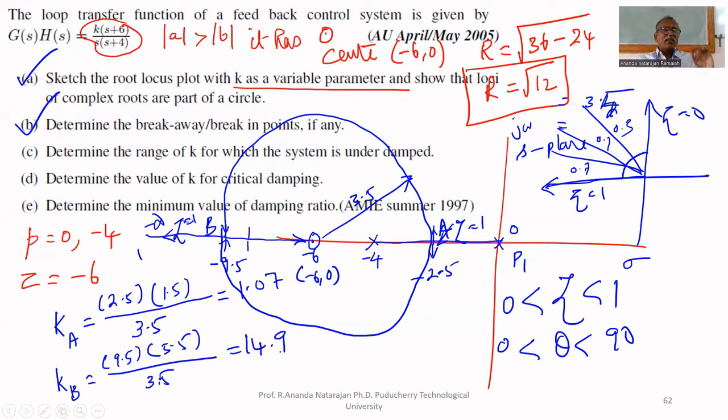When K equals 14.9, it is critically damped. If K is less than 14.9, it is underdamped. When K equals 1.07, it comes here. If you slightly increase it, it comes out here. If you increase further, when it becomes 14.9 again, it becomes critically damped. Therefore, when K is between 1.07 and 14.9, it is underdamped.